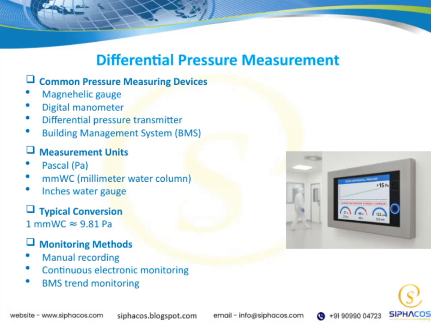Let's talk about differential pressure measurement and the tools we use. Common devices include the Magnehelic gauge, digital manometers, and differential pressure transmitters. These often connect to a building management system, or BMS, for centralized control. We measure pressure in units like pascals, millimeters of water column, or inches of water gauge. For reference, 1 millimeter of water column is about 9.81 pascals. Monitoring can be done manually, but more often it's continuous and electronic, with trends tracked through the BMS.